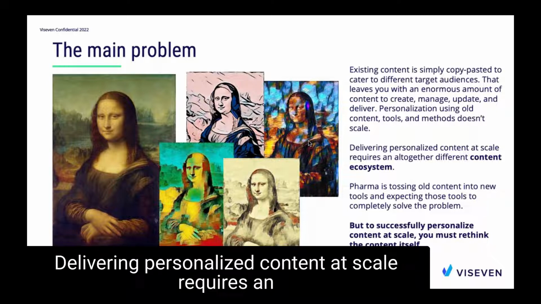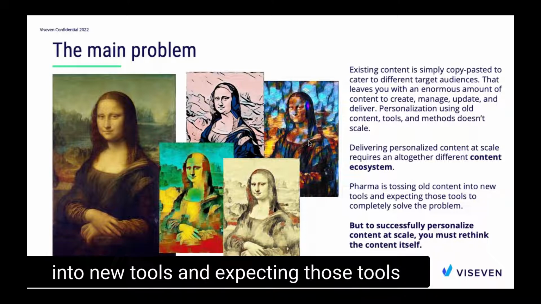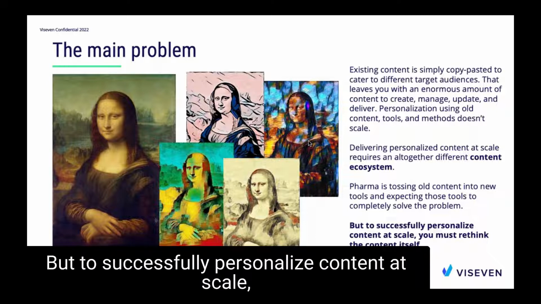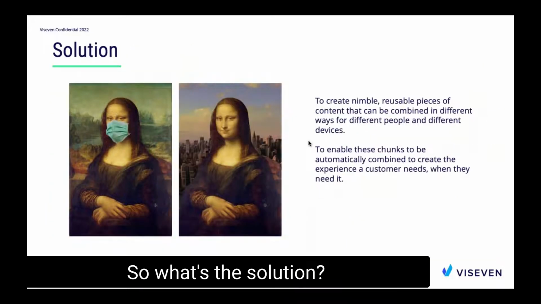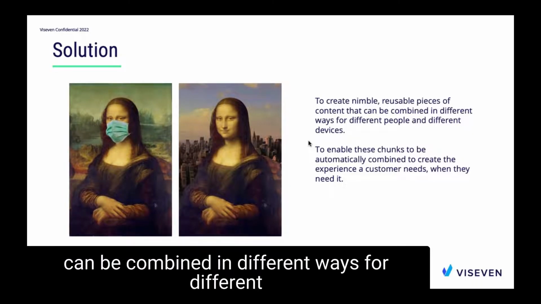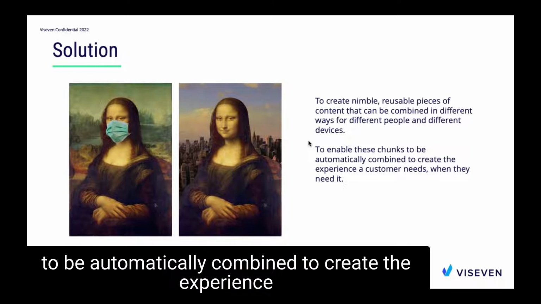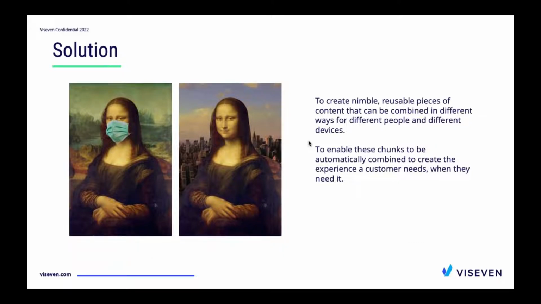Delivering personalized content at scale requires an altogether new content ecosystem. Pharma is tossing old content into new tools and expecting those tools to completely solve the problem. But to successfully personalize content at scale, we must rethink the content itself. So what's the solution? To create nimble, reusable pieces of content that can be combined in different ways for different people and different devices. To enable these chunks to be automatically combined to create the experience a customer needs when they need it. Like the Mona Lisa.